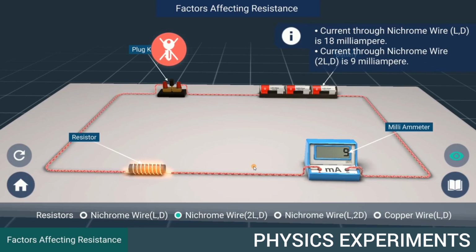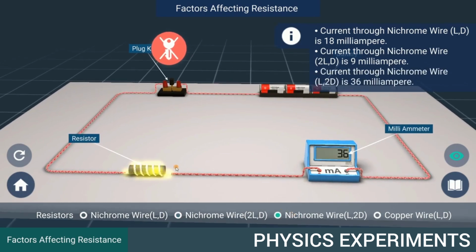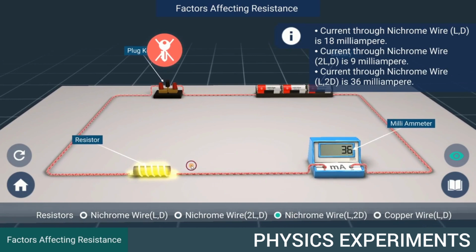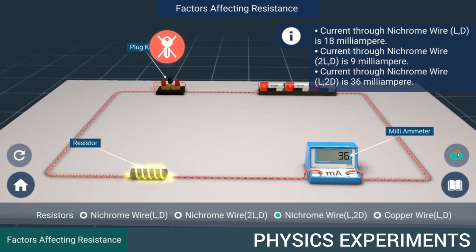Double the diameter with a unit length L and observe. We can see that the current flowing through the resistor is now 36 milliampere, which implies that as the diameter of the resistor increases, the resistance decreases, resulting in increase of the current flow.